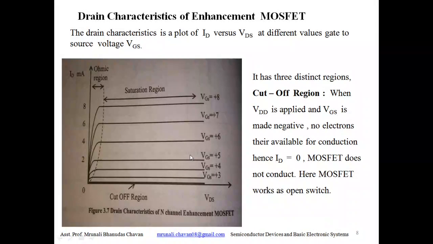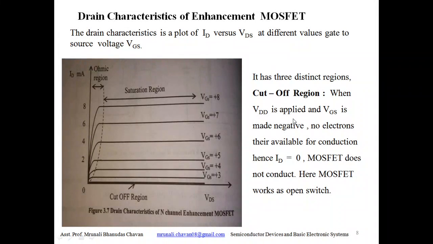Here we can see for negative VGS, ID is equal to 0, so it will go into the cutoff region for negative VGS or below 0, and for positive VGS, with increasing positive VGS the ID current will increase. We will see these characteristics are divided into 3 regions: cutoff region, saturation region and ohmic region. Okay, it has 3 distinct regions.